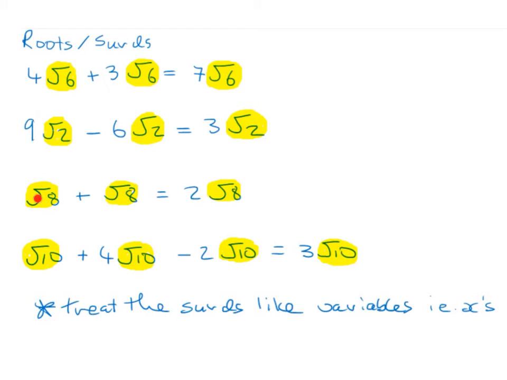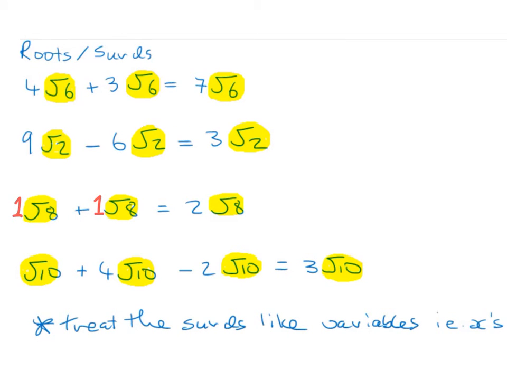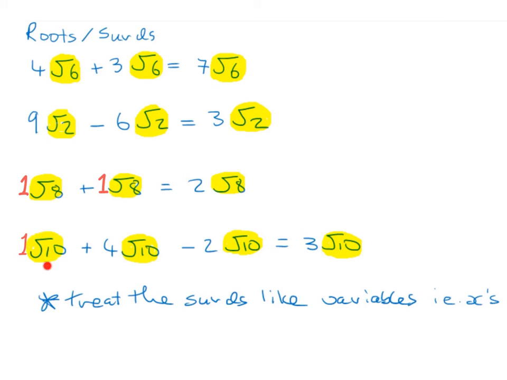If we have root 8 plus root 8, this is the same thing as 1 root 8 plus 1 root 8. And 1 plus 1 makes 2, so it's going to be 2 root 8. If we have root 10 plus 4 root 10 minus 2 root 10, that's the same thing as 1 root 10. And 1 root 10 plus 4 root 10 is 5 root 10. And 5 root 10 minus 2 root 10 is 3 root 10.